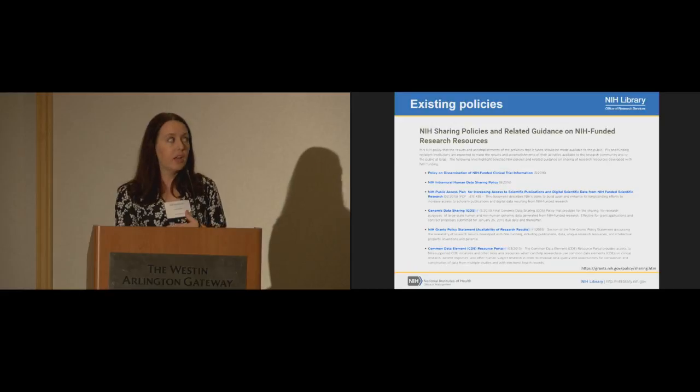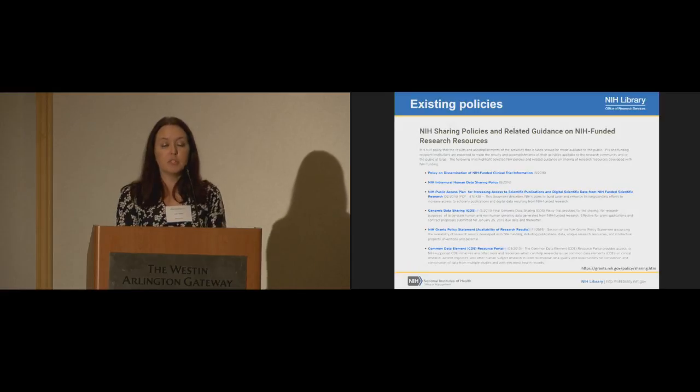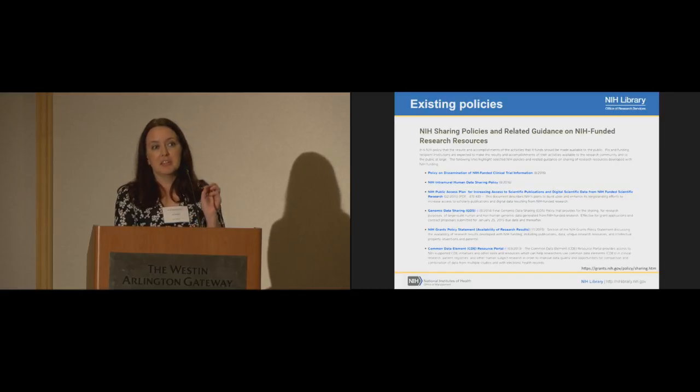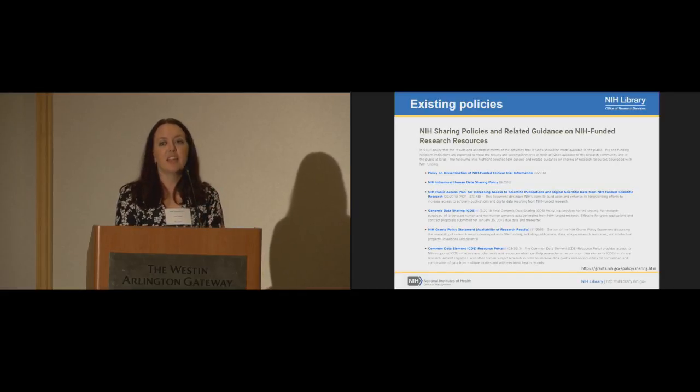So I did want to highlight a few existing policies. As I mentioned, we do have 27 institutes and centers, and although we are funding biomedical and life sciences specifically, we have a lot of different science within those 27 institutes. Some fund very specific disease areas, like the National Institute on Allergy and Infectious Diseases. Some fund body systems, like the National Heart, Lung, and Blood Institute. Some fund sort of broad areas of research, like the National Institute of Nursing Research.